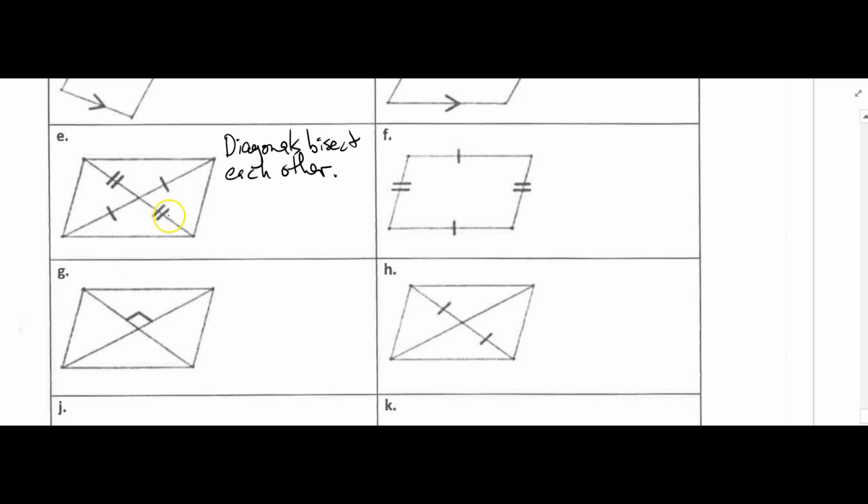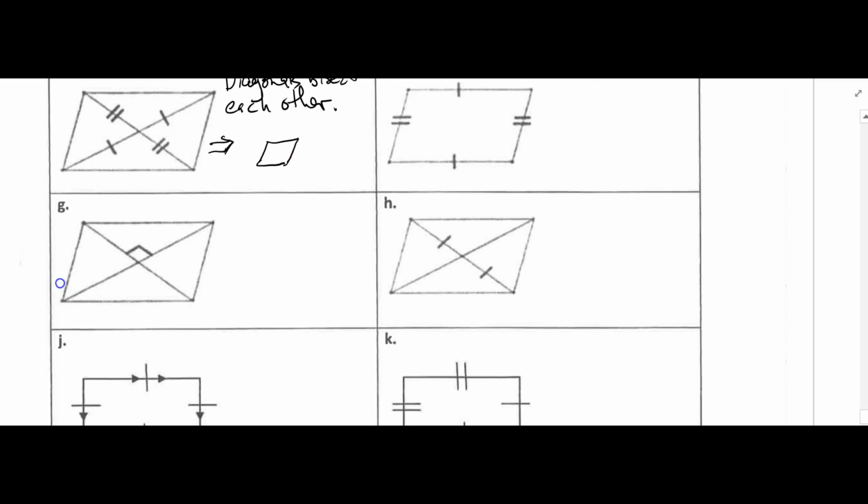So it could either be a parallelogram or a rhombus, and the reason it's not a rhombus is because we don't know that all the sides are congruent. So the only parallelogram that this could be would just be a regular parallelogram. Okay, it's not going to be one of those other special ones. Remember, that's our symbol for parallelogram.